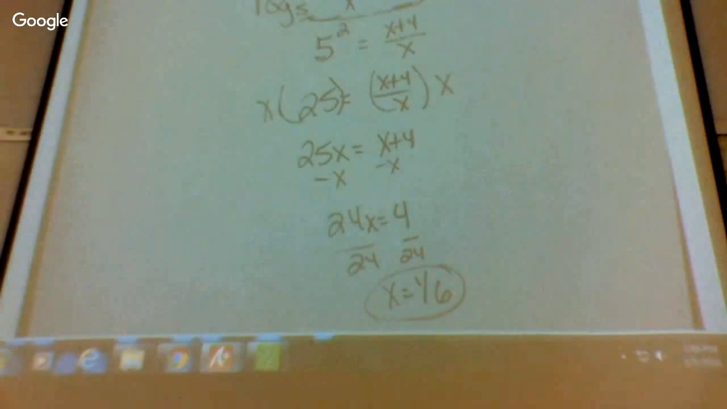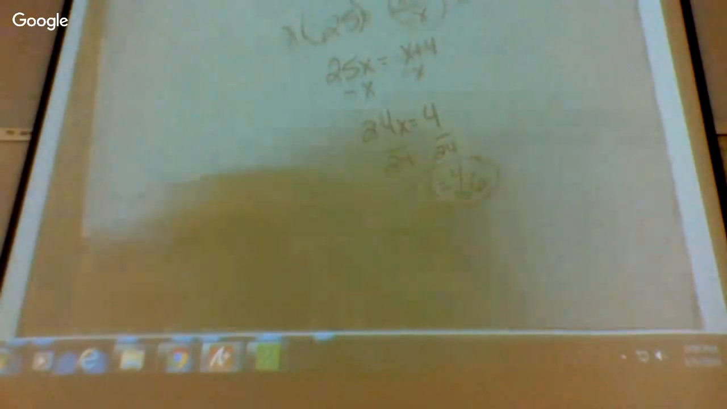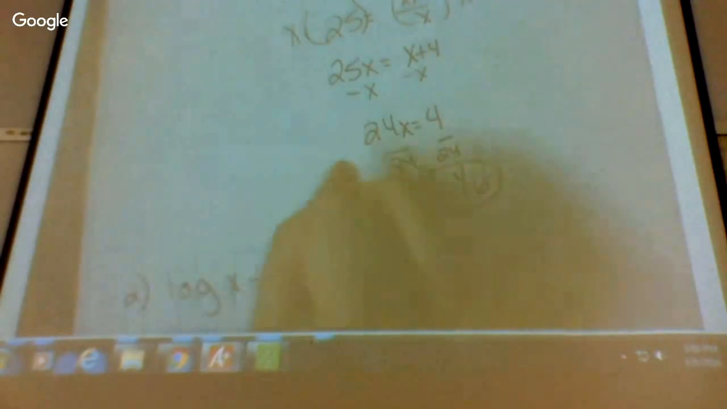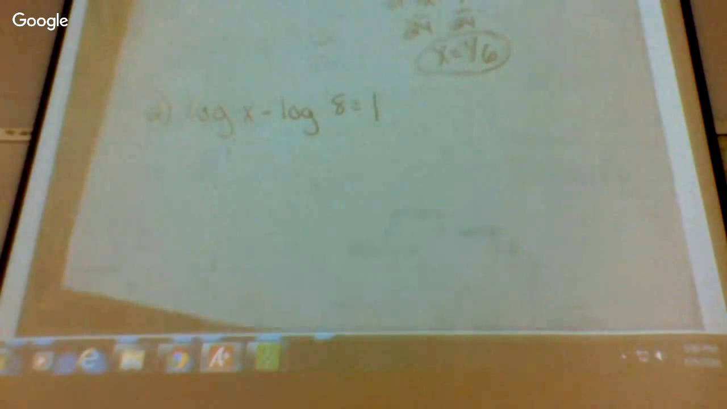So let's see if I can find another example. I'll give you a minute to work through it if I can find one, which I know I have a billion. Yeah, we'll do this one. I'll give you just a minute and then I'll write out how I did it. So log of x minus log of 8 equals 1. And I want you to try using the same concept of condensing to get there.